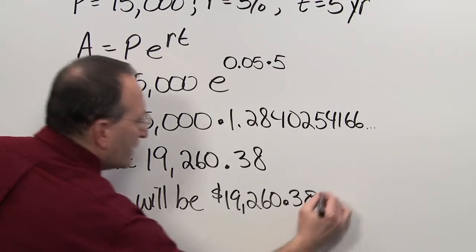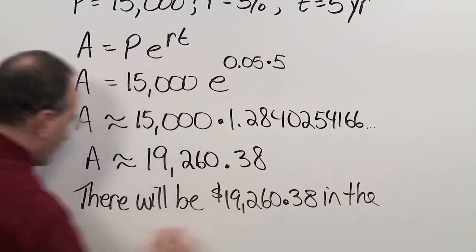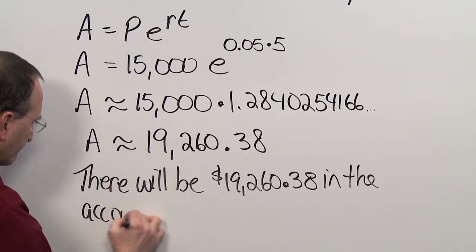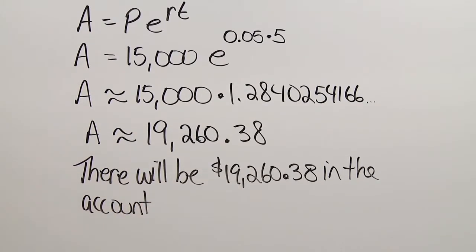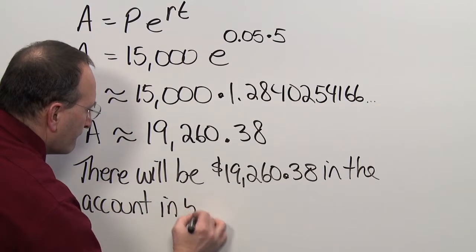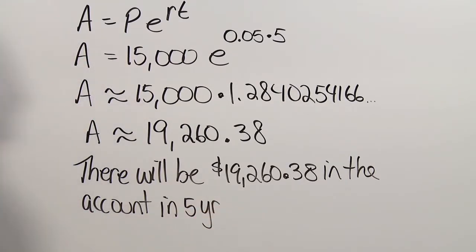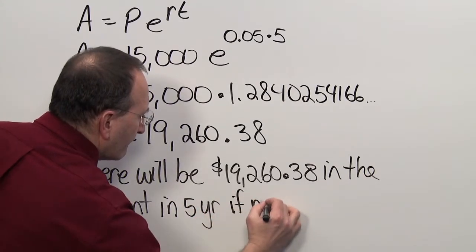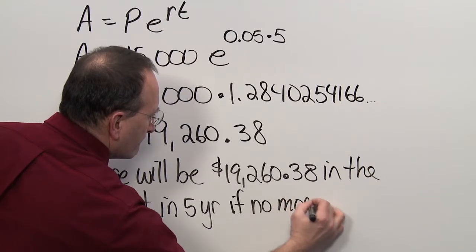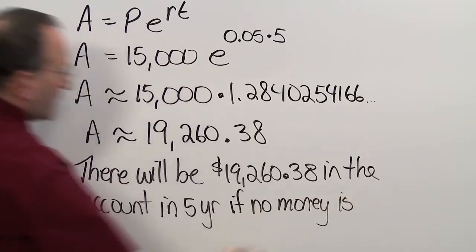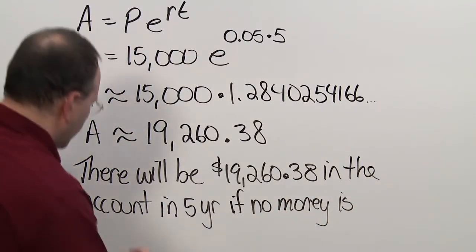$19,260.38 in the account in 5 years if no money is withdrawn.